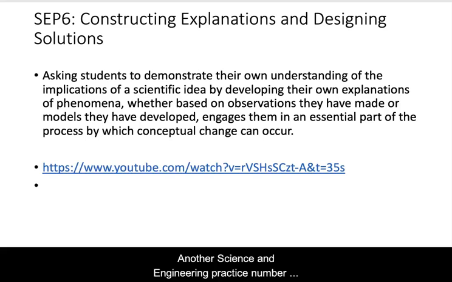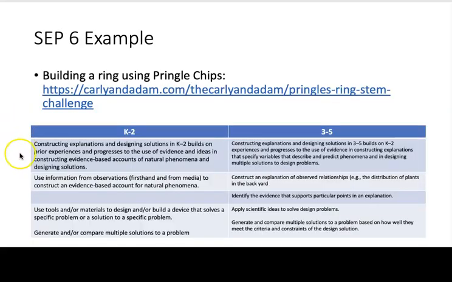Another science and engineering practice, number 6, is constructing explanations and designing solutions. We need to ask our students to demonstrate their own understanding of the scientific idea by developing their own explanations of a phenomenon. Whether based on observations they've made or models they've developed, we want them to engage in a discussion. And here's a terrific YouTube video showcasing exactly how to do that.